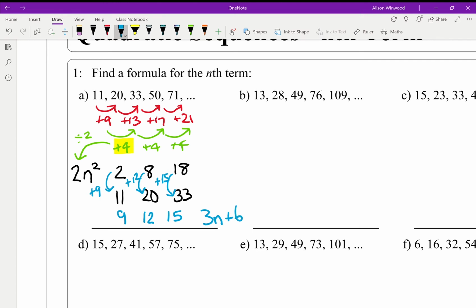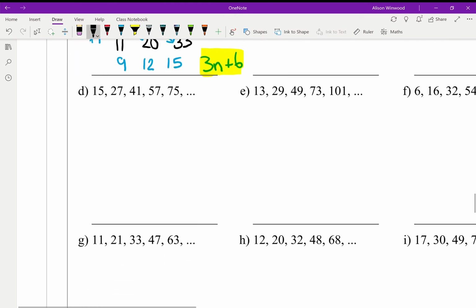If I combine my square number part with this extra part, I've got the nth term for the whole sequence. So the whole sequence is 2n squared plus 3n plus 6. So it's quite a long process to work out the nth term. Let's look at another example.